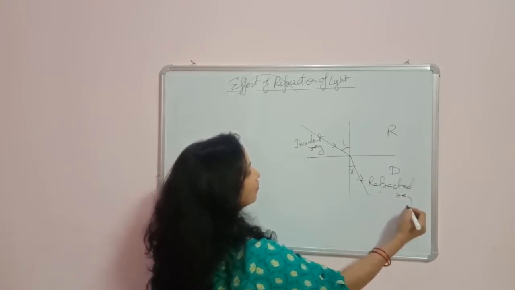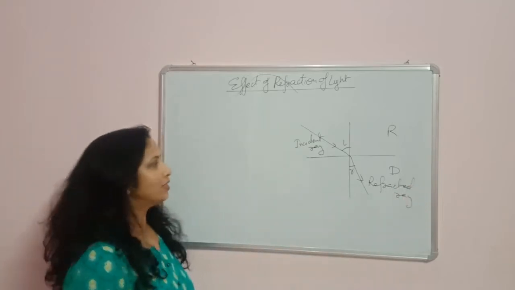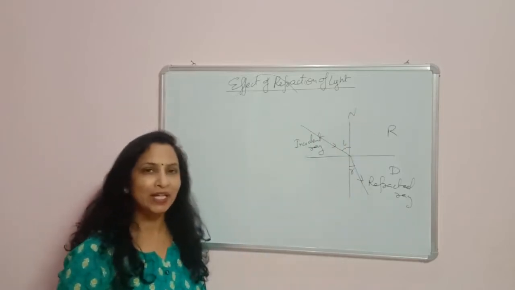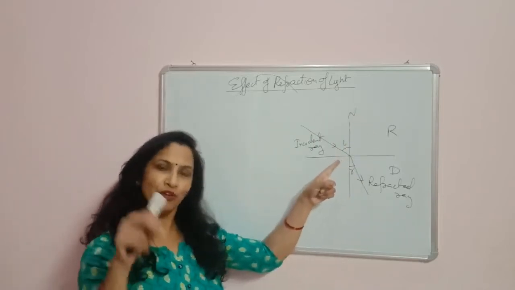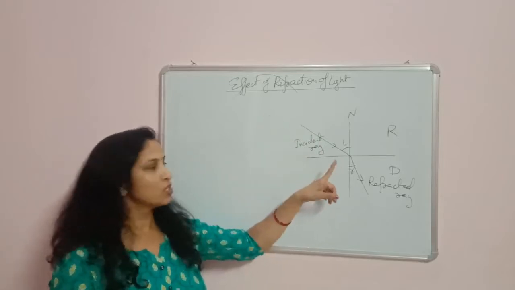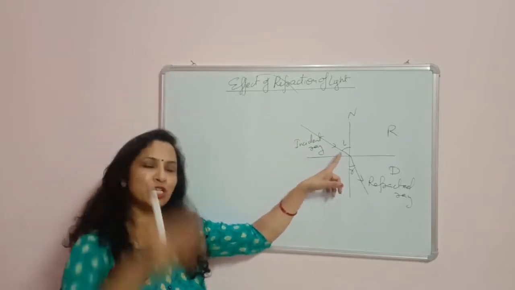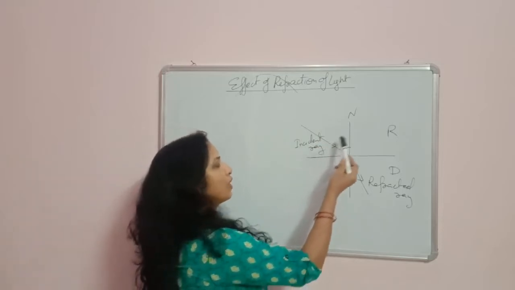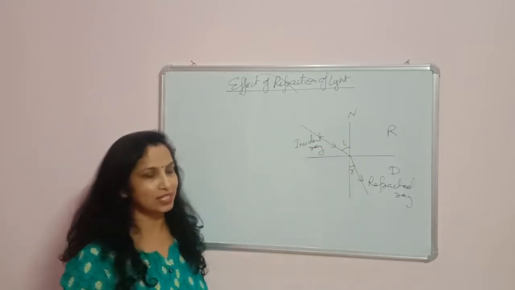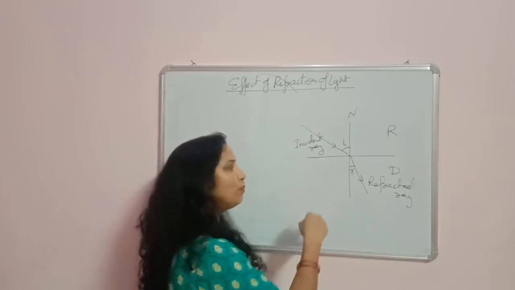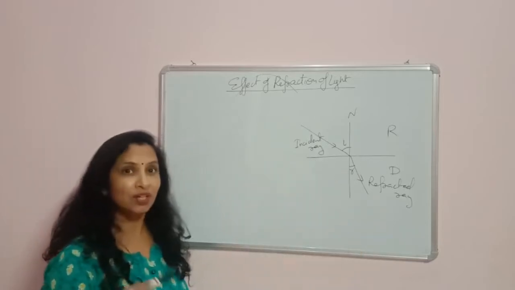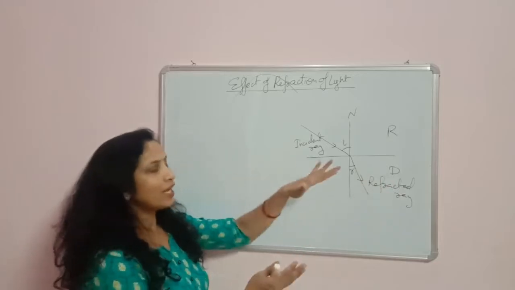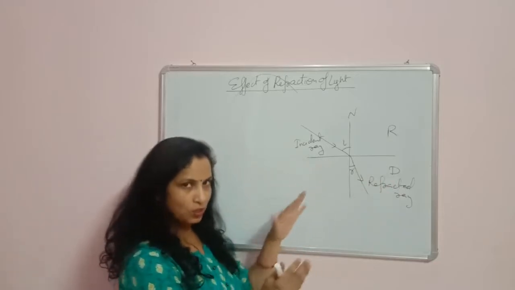Okay. And this is called the normal. Normal is actually the perpendicular at the point of incidence. This is the point of incidence where the light rays strike. So at this point, if you draw the imaginary perpendicular, this is called the normal. The angle between the incident ray and the normal is called the angle of incidence, and the angle between the normal and the refracted ray is called the angle of refraction. So first of all, draw the diagram before writing the laws.